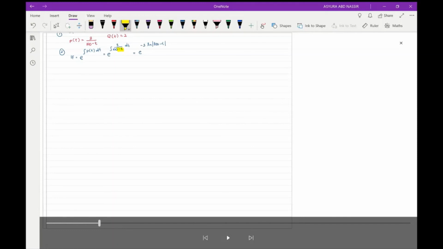So continue. To simplify your e and ln, make sure your e and ln must be beside each other. Meaning you have to write in the form of e to the power of ln of 100 minus T to the power of negative 3. Then you can simplify your e and ln, and you will get 100 minus T to the power of negative 3, and you just put 1 over 100 minus T to the power of 3. Next step we will multiply both sides with the integrating factor. We have d/dt of Q times the integrating factor, and then equals your 2 times the integrating factor. Next we integrate both sides.